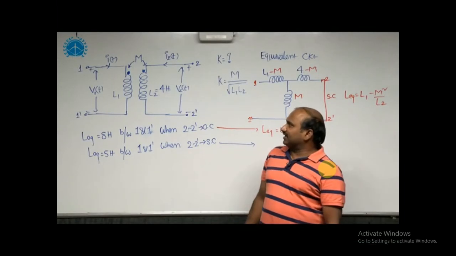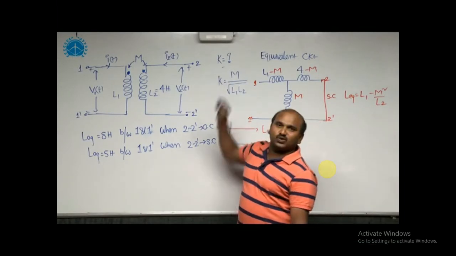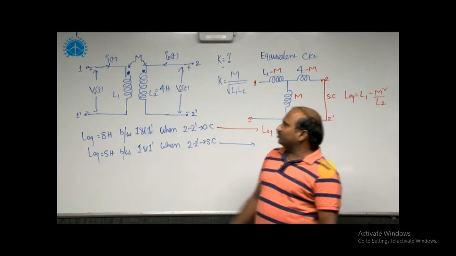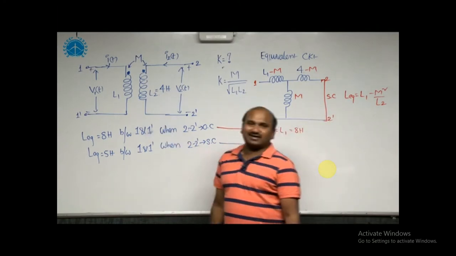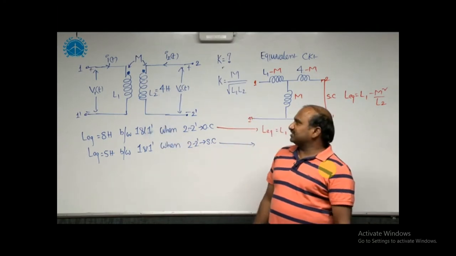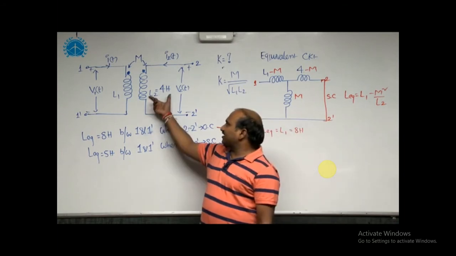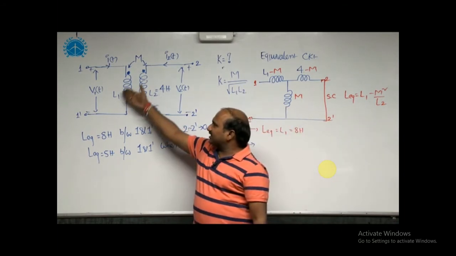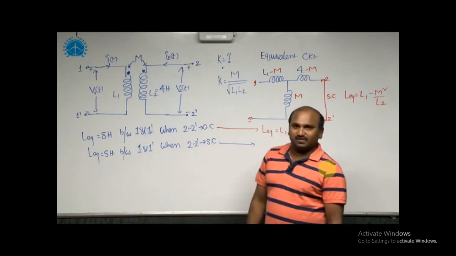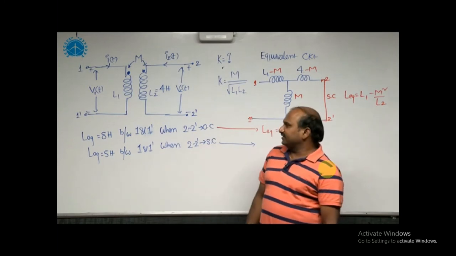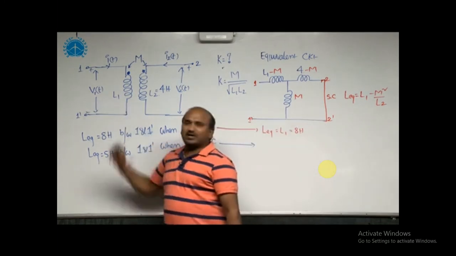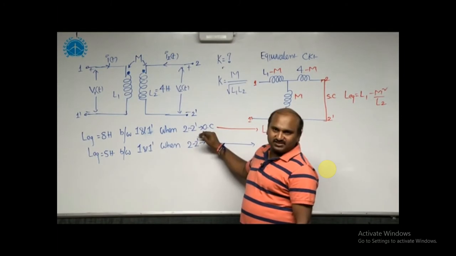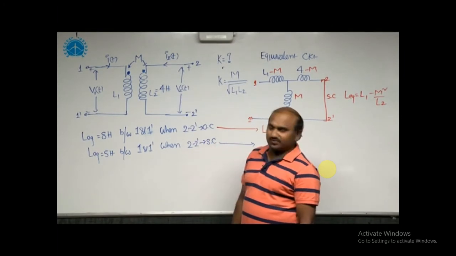For this coupled circuit, we need to estimate the coefficient of coupling. To obtain the coefficient of coupling, you need to know the mutual inductance and the two self-inductances. From the given circuit, the self-inductance L2 is given, and we need to estimate the mutual inductance and the self-inductance of the first coil. For that, the L equivalent between 1 and 1 dash terminals is provided when 2 and 2 dash are open circuit, first case, and short circuit, second case.